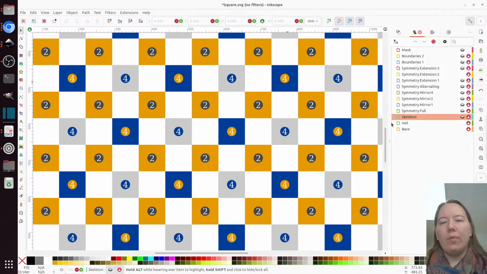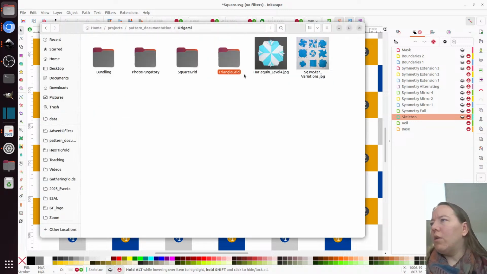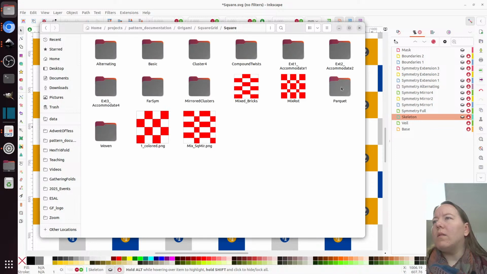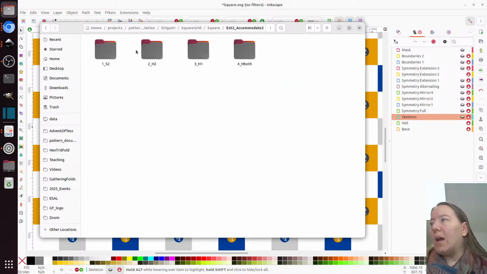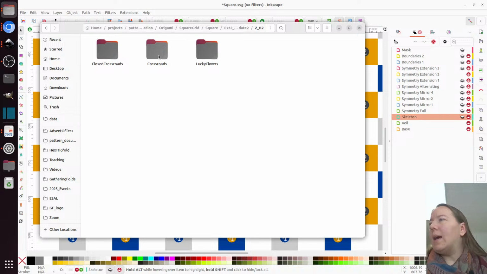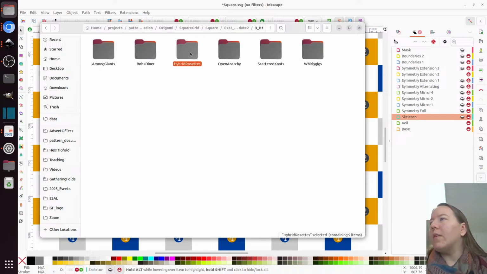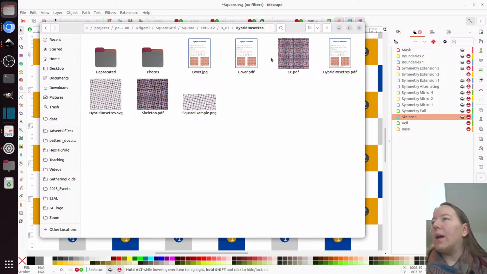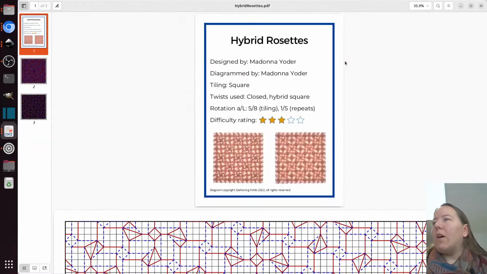And actually, let me bring up an example of that where we can see, and I organize everything by the tiling and by the symmetry within the tiling. Let's go ahead and use hybrid rosettes. This is another pattern that I taught in Tessellation Academy. Actually, it came out this month.